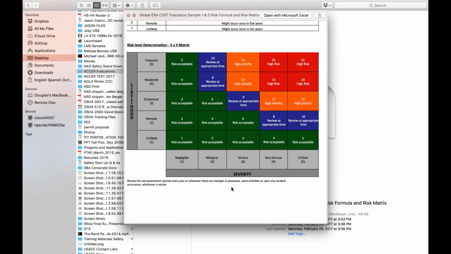Guarding or isolation. In my opinion, that's still an engineering control, because we're using a guard or we're isolating. So we're using an actual physical control or barrier to still try to engineer the hazard out. So I would count both of those as one category.